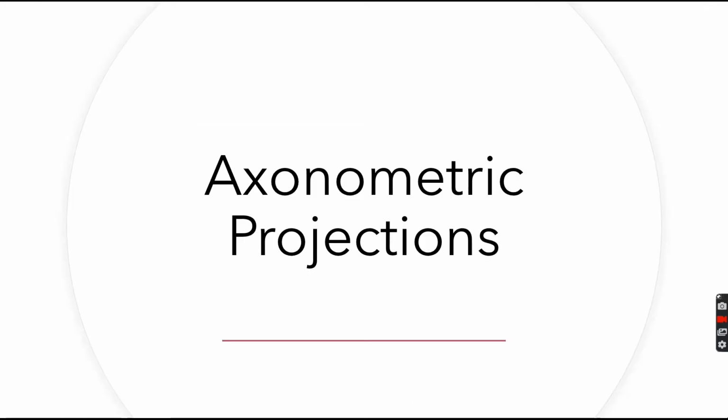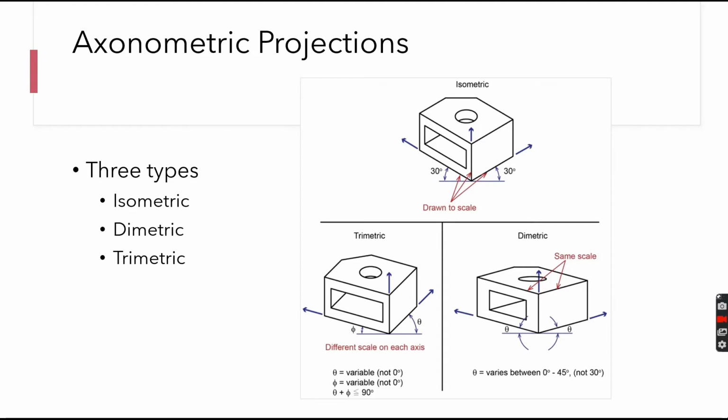Axonometric: there are three types. There's isometric, dimetric, and trimetric. Here is the isometric. These lines going this way, these two are at a 30-degree angle. This is vertical. These are all drawn to scale.